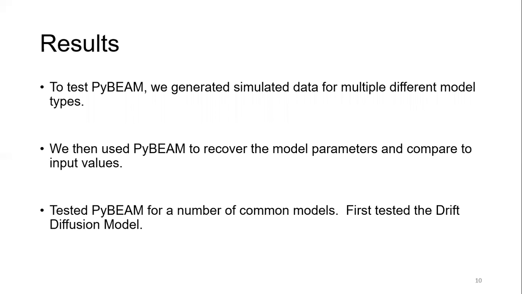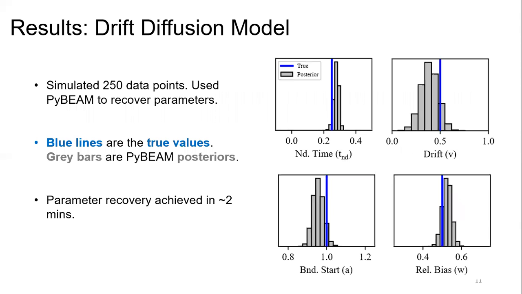We tested PyBEAM for a number of these common models, and the first one we chose to do is the drift diffusion model itself. What we did is we simulated 250 data points, and we used PyBEAM to recover parameters. Blue lines in these figures correspond to the true values, the ones that were simulated, while the gray bars correspond to the PyBEAM posteriors, what we got once we applied our program to this data set. And what we see here is that we are able to achieve parameter recovery.